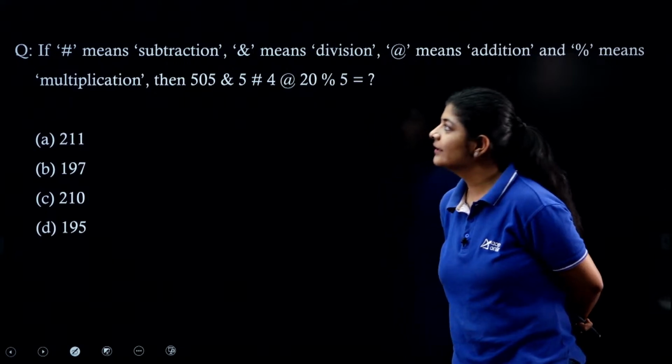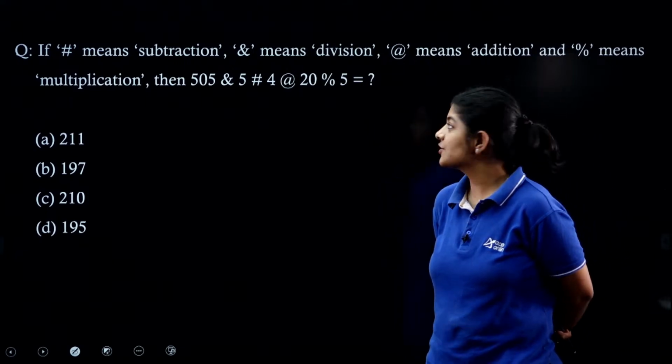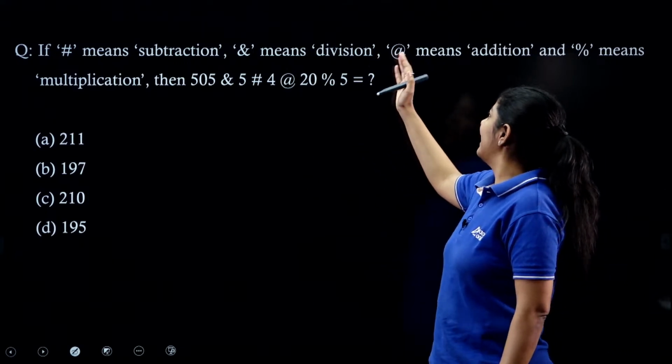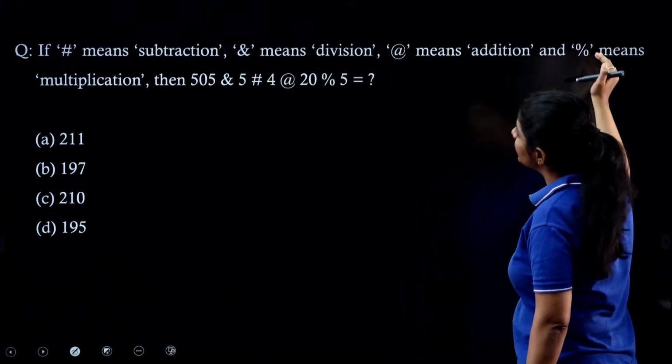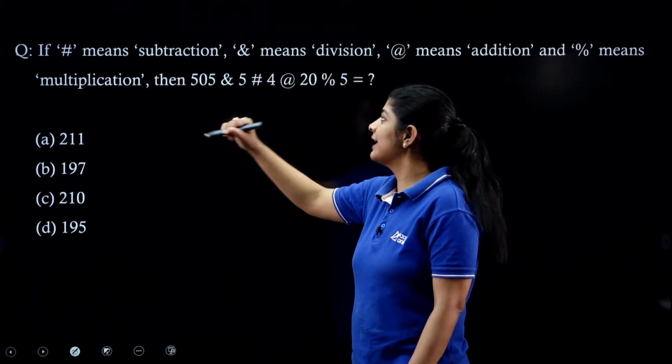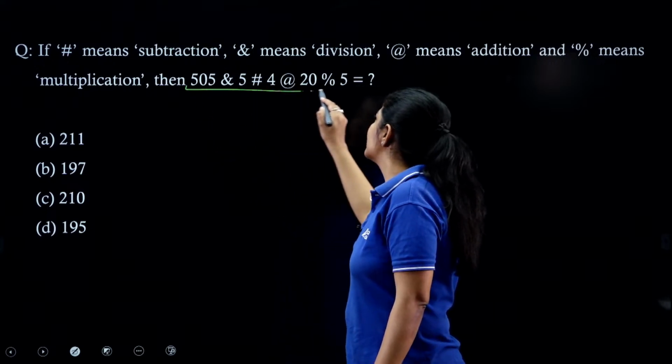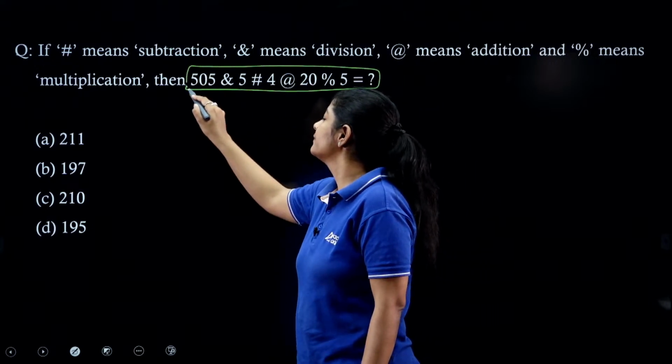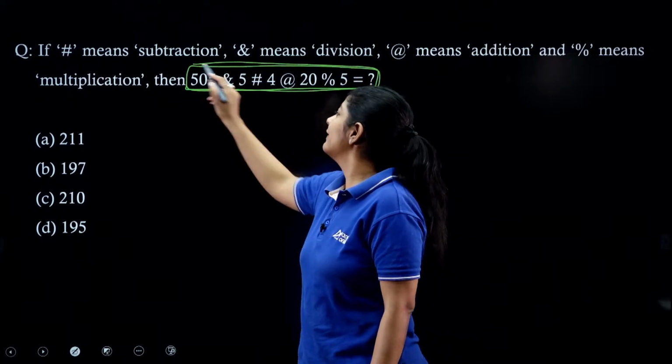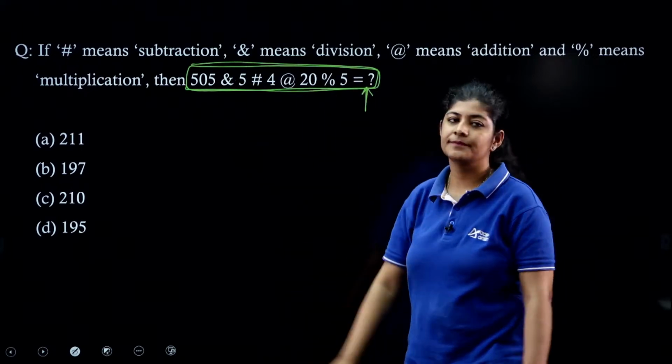Next. Okay, easy one. If hash means subtraction, and means division, at the rate means addition, and percentage means multiplication, then what is the value of this particular term? We need to find out the value of this question mark.